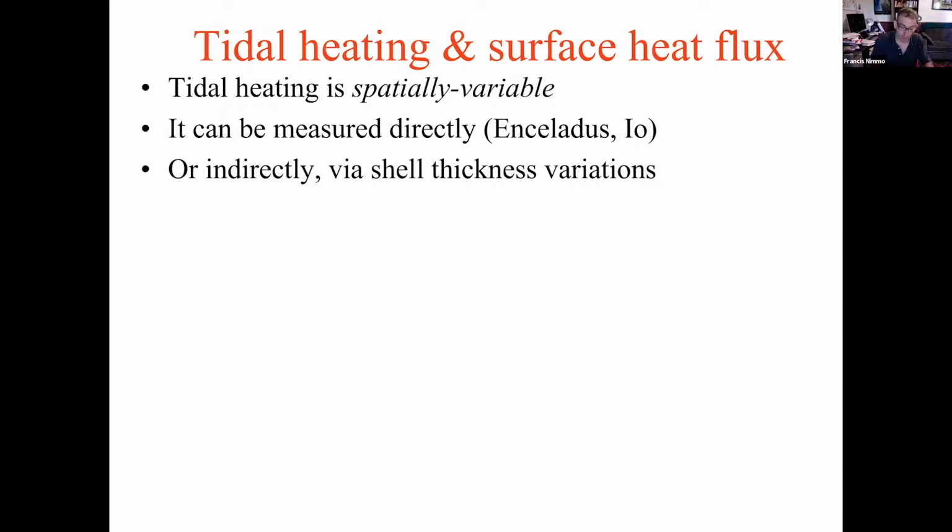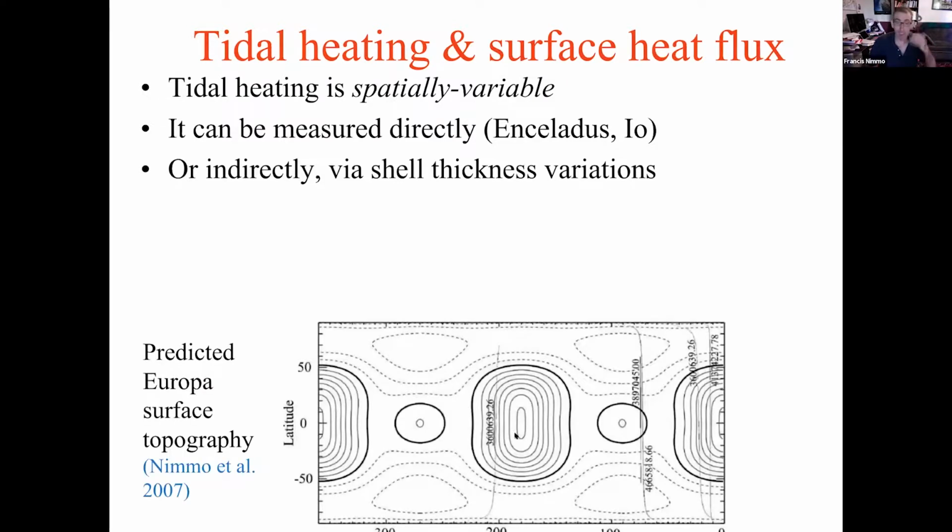And so we expect the shell thickness to vary, and by isostasy, that means we expect there to be topography. This is just an example of the kind of topography that you'd expect to see on a tidally heated body. Basically, at the poles, the tidal heating is high, and so you get low topography. At the equator, the tidal heating is lower, and so you get higher topography. The amplitudes can be quite large, say, a kilometer or so. This topography would be arising from the spatial variations in tidal heating.